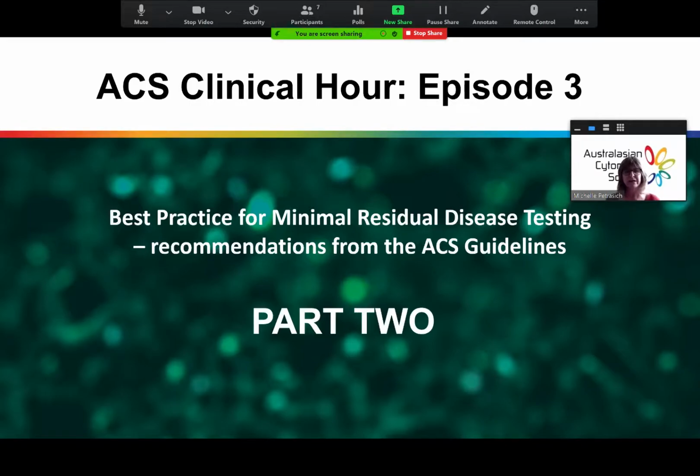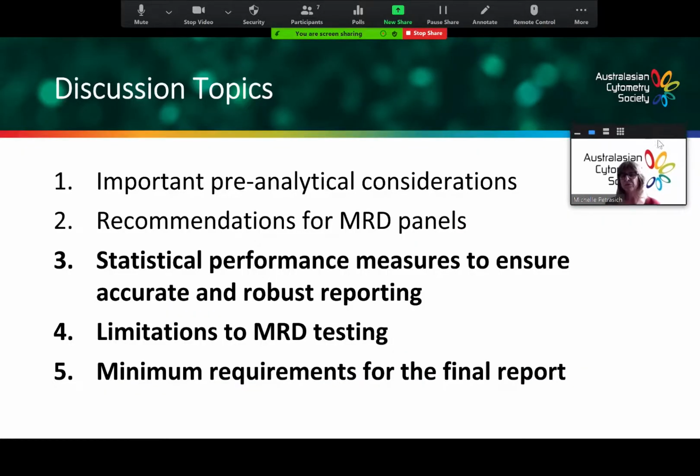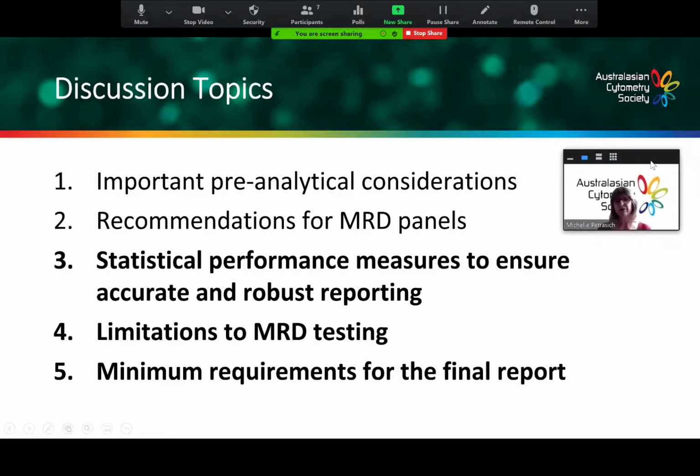As in part 1, our panelists are haematologists, Dr. Neil Kame and Dr. Edward Theakston, immunologist, Dr. Aruna Kodituwakku, and senior scientists, Gosia Gorniak and Vuong Nguyen. During the second session, we'll look at 3 further areas: statistical performance measures to ensure accurate and robust reporting, limitations to MRD testing, and minimum requirements for the report. Again, questions will be directed to 2 panelists who will each discuss a different area of the topic.